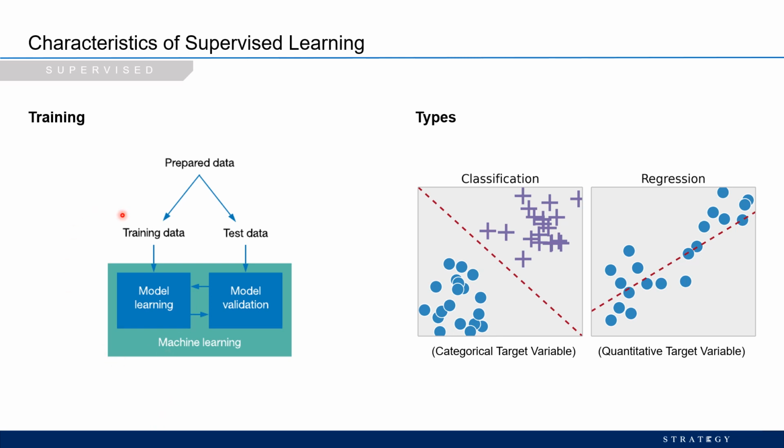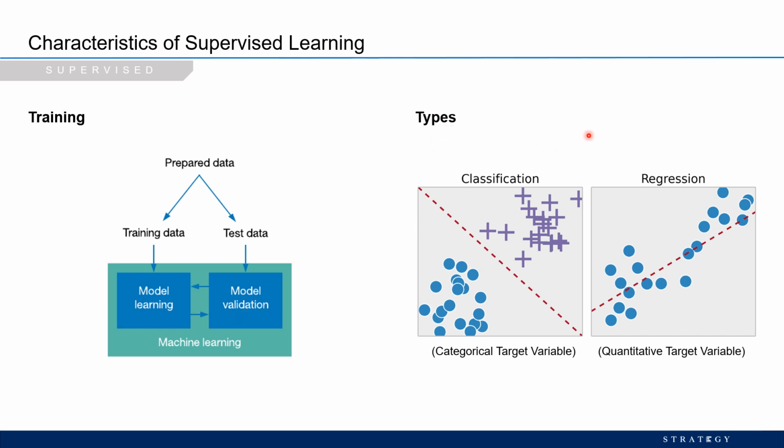Usually to combat this, when you do have your known data, you'll split it up into a training set and then a test set. So you'll train your model on the training set, and then you'll test it on the test set to see how the model performs, so you know how accurate your model is.